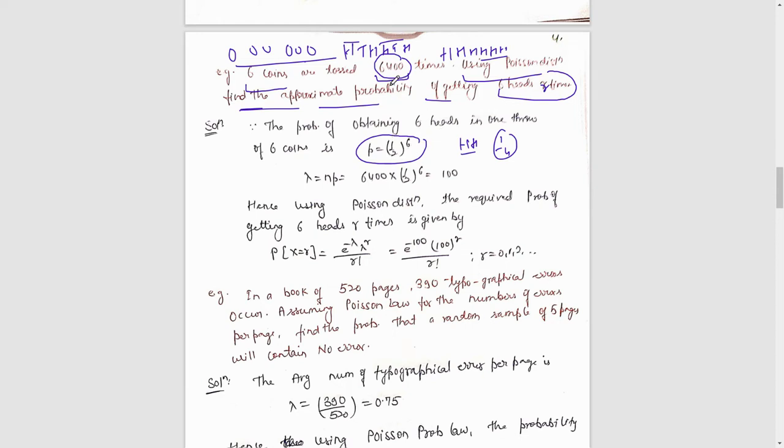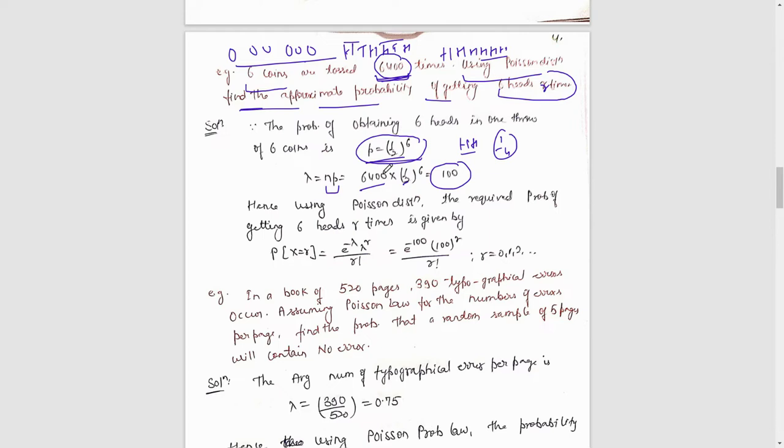Now, compared to this n number of times the experiment we had and the particular probability we had, this is obviously going to be a Poisson distribution because n is very large. Okay, so we calculate the product of n into p. n is 6,400 and 1/2 to the power 6 is 1/64. So in this case we get lambda is equal to 100.